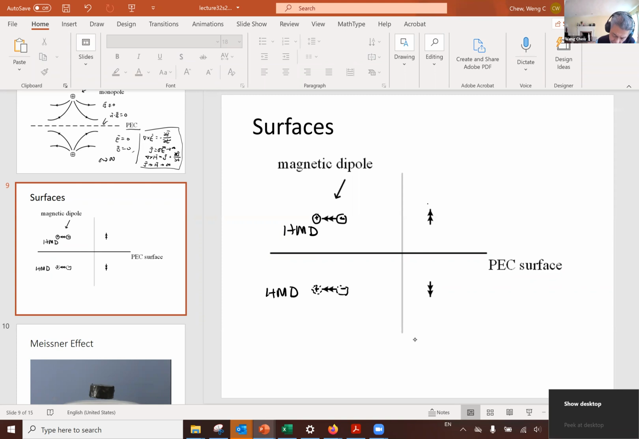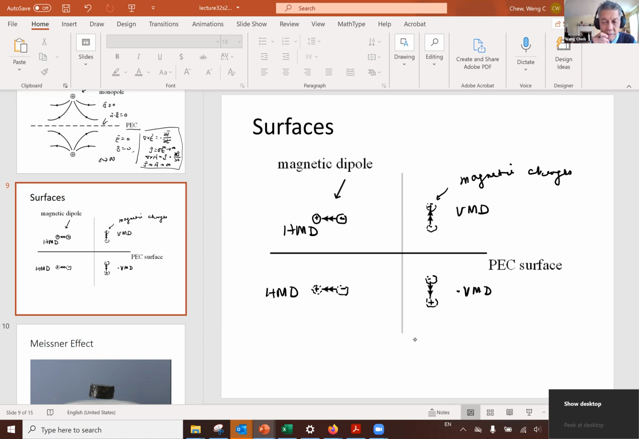And again, by the same argument, you can actually show that if I have magnetic charges here, these are magnetic charges, then because they always reflect to themselves, the charges here will be negative and positive. So if you have a vertical magnetic dipole, you will produce a negative vertical magnetic dipole in the image theory if that surface is PEC. Are there any questions regarding this?